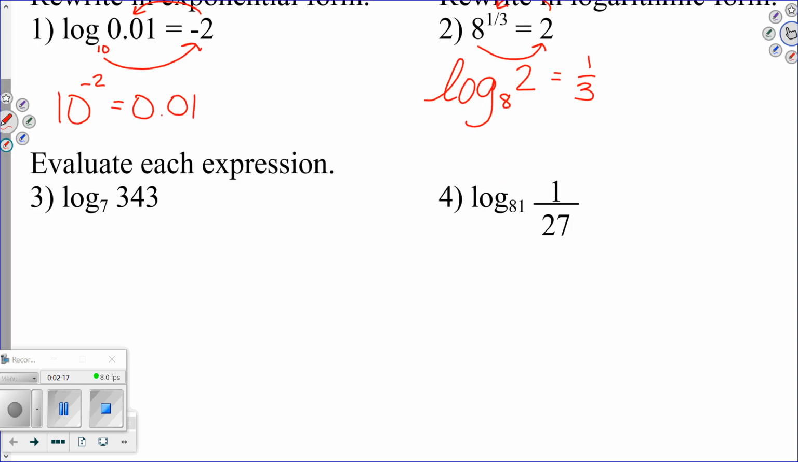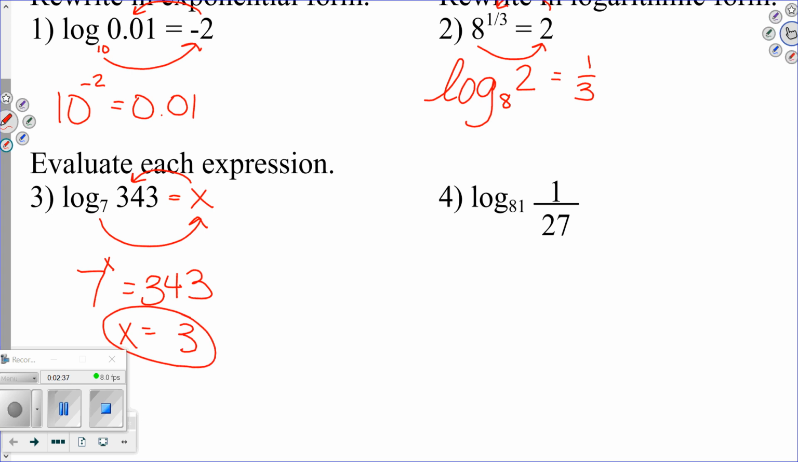All right, evaluate. The easiest way to evaluate is to loopy swoopy it without the logs. We're trying to do this without a calculator. So this again is saying 7 to what power equals 343? The third, yeah. All right, and then this one. Again, think about what this is asking. 81 to what power equals 1/27?